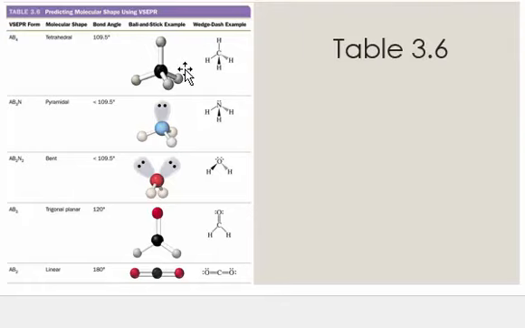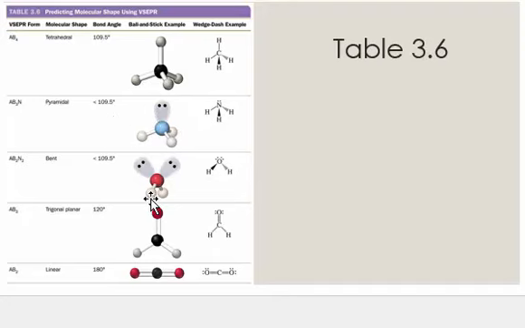is bonded to 4 other atoms, and there are no lone pairs on the atom of interest, the shape is tetrahedral with bond angles of 109.5 degrees. If the atom of interest is bonded to 3 other atoms and has 1 lone pair, the shape is pyramidal and bond angles are less than 109.5 degrees.